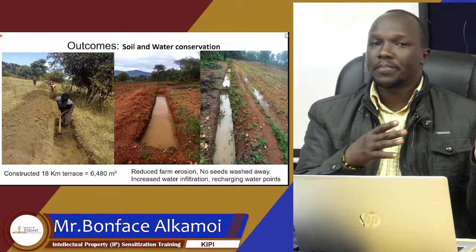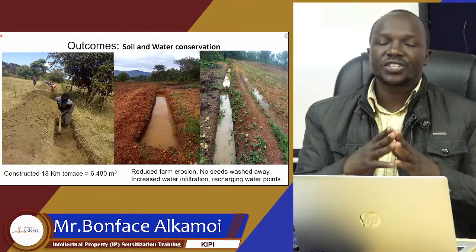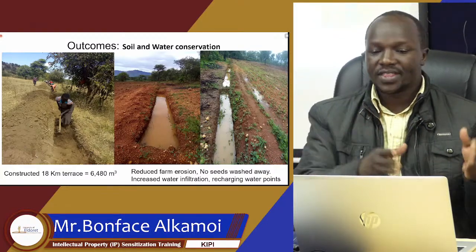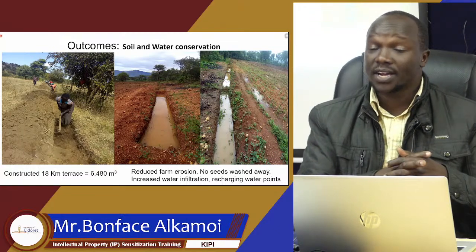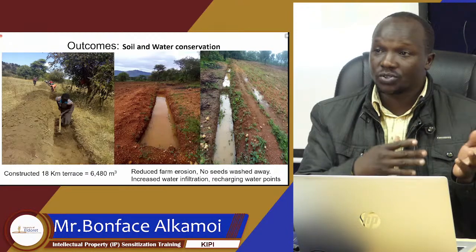The outcome of the intervention was that terracing has been very effective, because farmers used to say that immediately after rains, you will not see any water. With this intervention, we have realized that water can flow even up to the next rainy season, especially on water points that used to dry early.